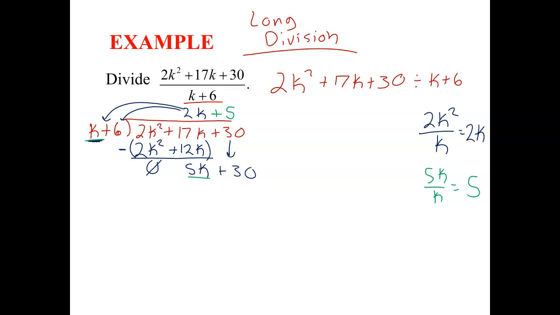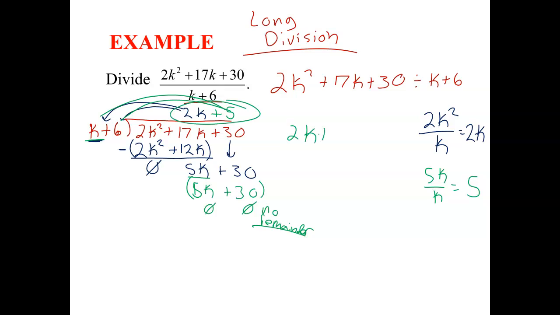So now what I'm going to do is multiply again, here and here. 5 times k. 5 times 6, 30. And then when I subtract, it all cancels out, and I'm left with no remainder. That will not always be the case. It's important to be able to identify whether or not we have a remainder. So that's my quotient. 2k plus 5 is my quotient.